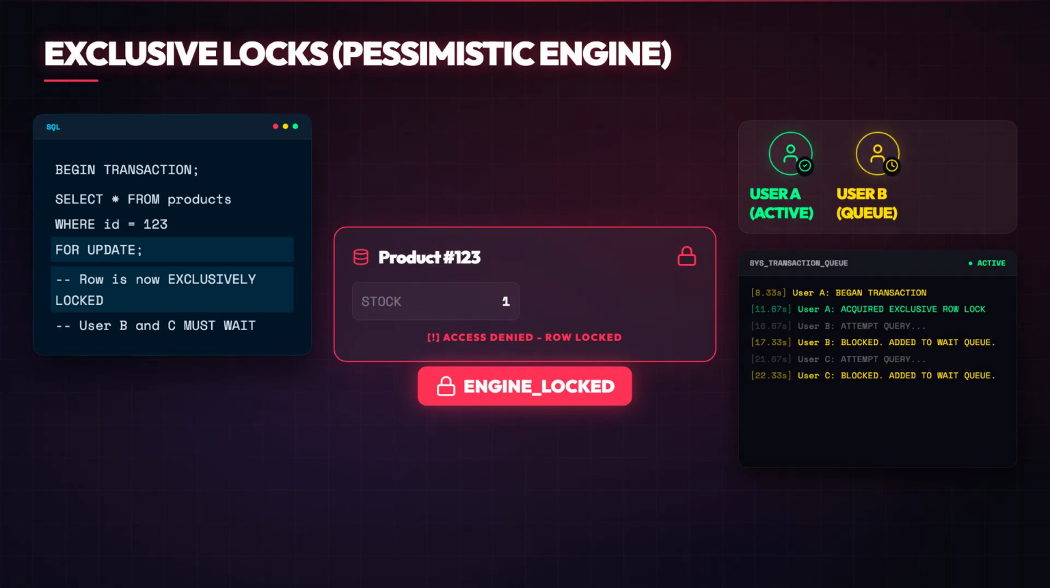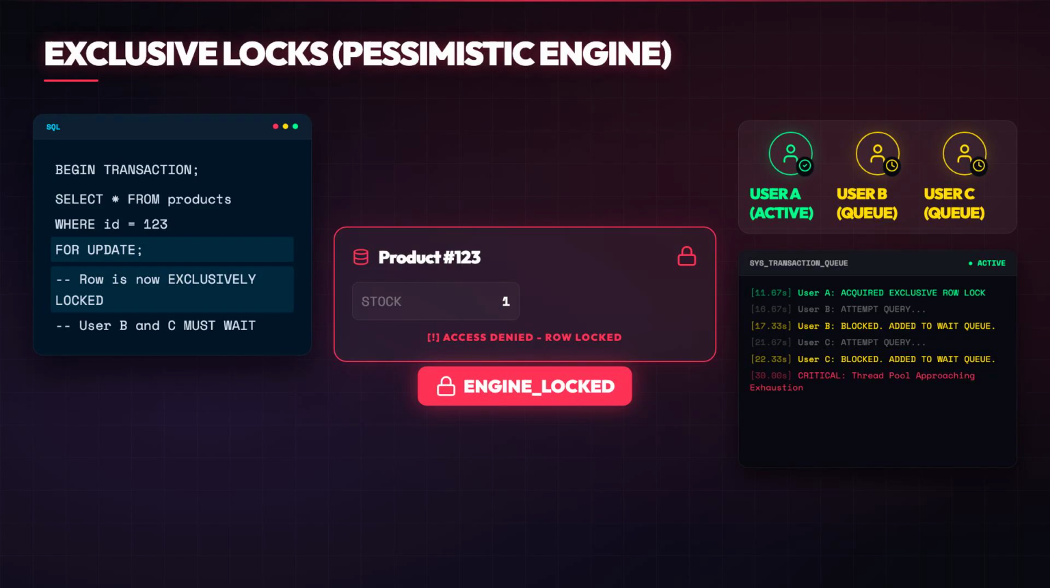It's safe, but it's slow. If user A gets stuck calling a slow external API or hits a network hiccup, your entire system grinds to a halt. Connection pools explode, memory spikes, and your users start hitting the refresh button in frustration. You traded performance for absolute safety. Hope it was worth the 100% CPU usage.